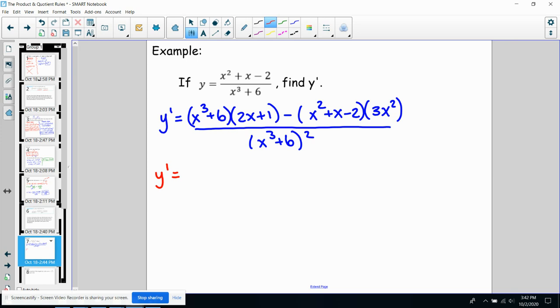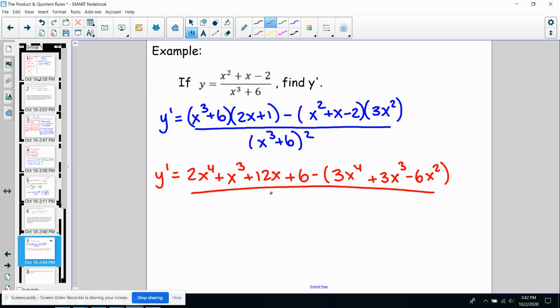So we're going to FOIL out the top. We're going to get 2x to the fourth plus x to the third plus 12x plus 6. And then when we're here, we don't want to forget the negative. So I'll just do this in two steps so we're good. So the negative, and then I'll distribute the 3x squared. So 3x to the fourth plus 3x to the third minus 6x squared. Whoops, all over x cubed plus 6 squared.